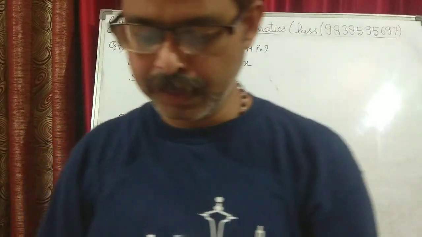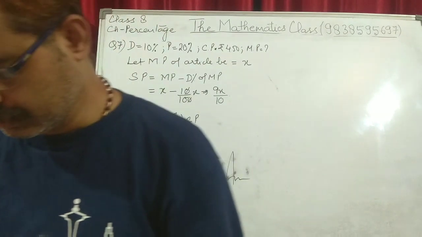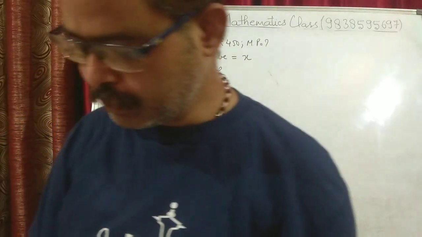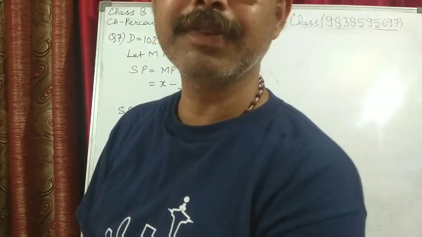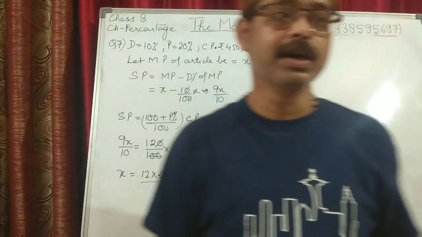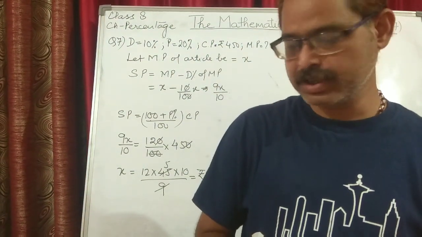Now next chapter, we have done profit loss discount. Now the next chapter that will be there in your syllabus is simple interest and compound interest.